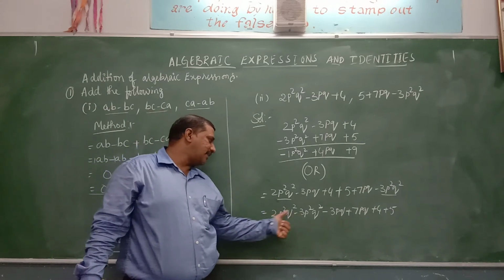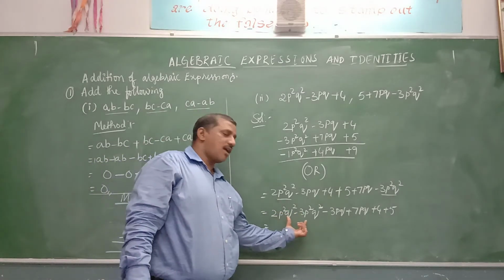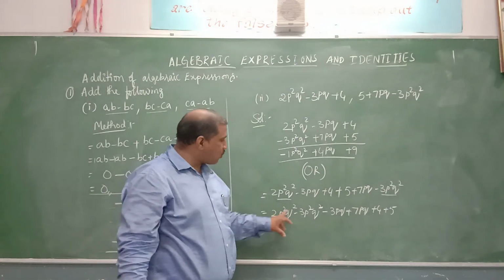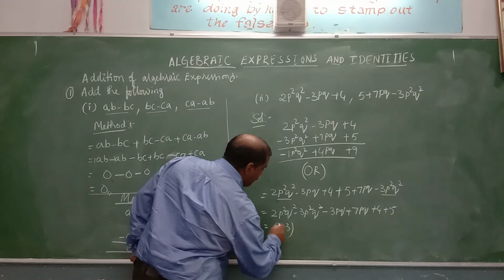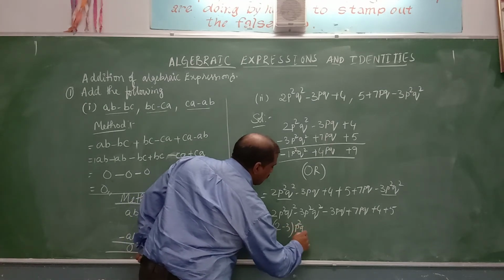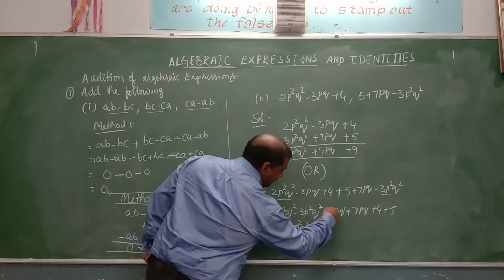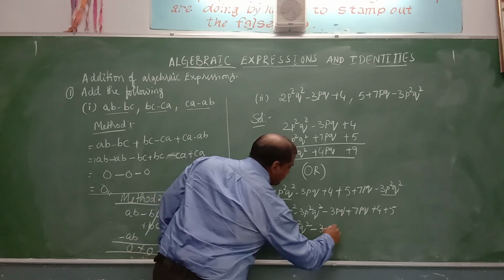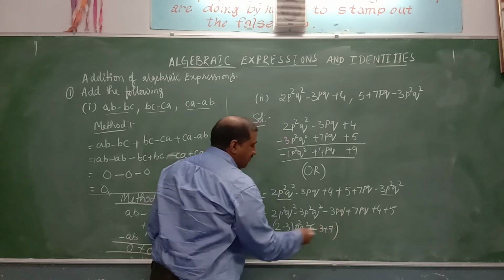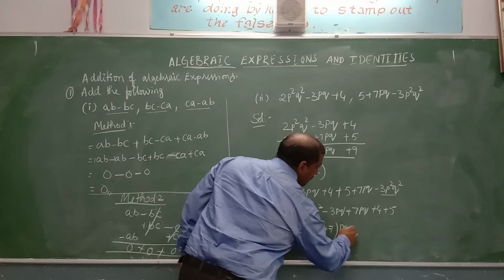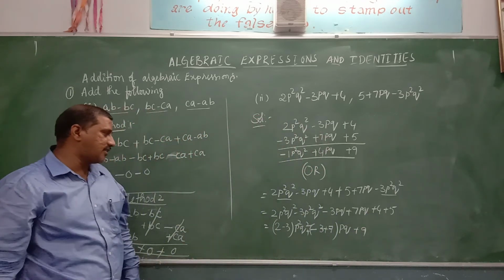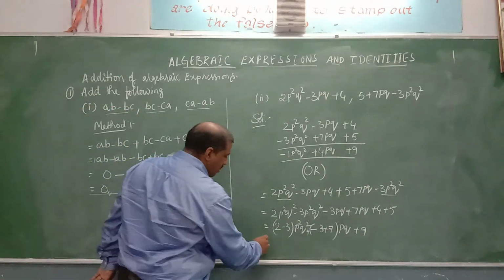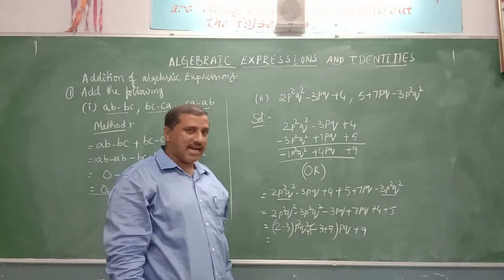Now add the numbers. So add the numerical coefficients 2 and minus 3. So why are we adding these two, 2 and minus 3? Because these two are like terms. So how do we add 2 and minus 3? That is 2 minus 3 p square q square, then minus 3 plus 7. We are adding here plus 7pq. Plus 4 plus 5 is equals to 9. We can add directly. Now 2 minus 3 means what? Adding 2 and minus 3.